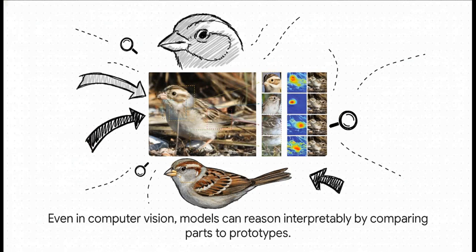Now, you might be thinking, okay, this is great for tables of data, but what about something really hard like computer vision? Well, it turns out you can design interpretable deep learning models too. Instead of just spitting out, that's a sparrow, this model actually shows its work. It says, I think this is a sparrow because this part of the image looks a lot like other sparrow heads I've seen, and this part looks like the wing feathers I've learned. You can literally follow its logic.